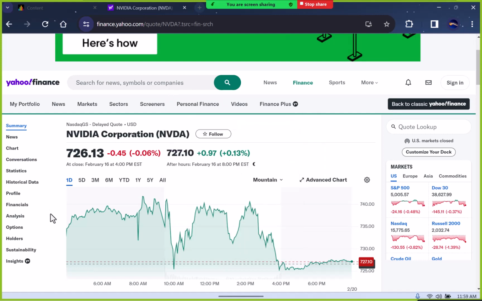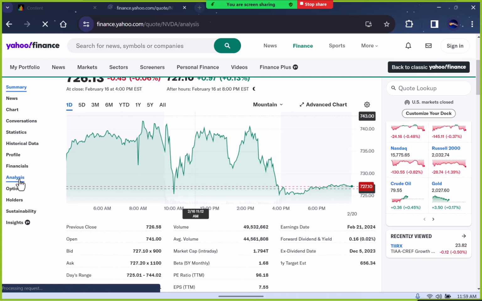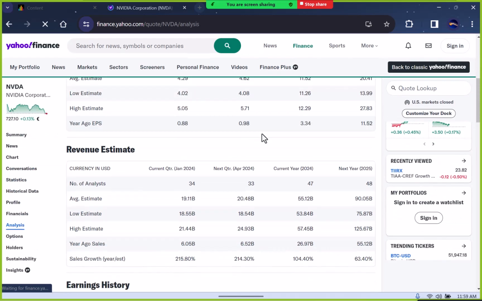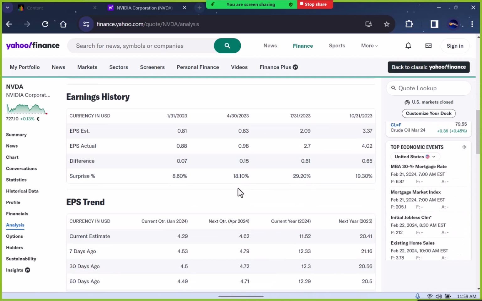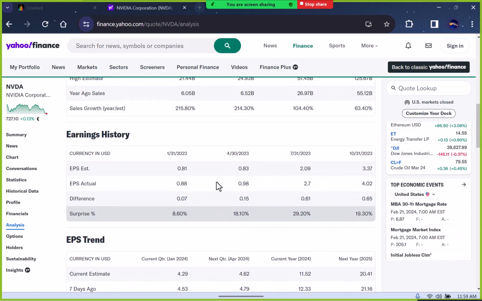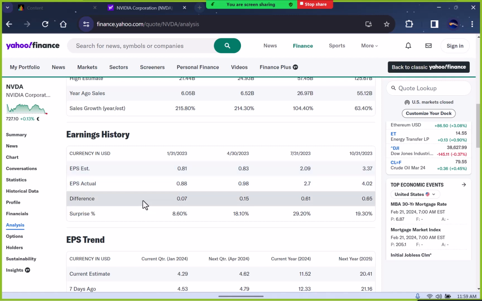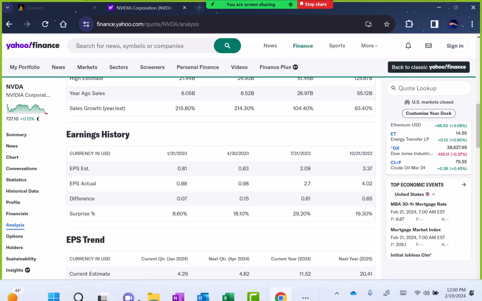All right. The price is 726, and they kind of changed the look a little bit. Now the tabs are here. Let's look at the analysis tab, earnings history. I have the preceding 4 quarters, the actual ones, 0.88 plus 0.98, and so on. So they made $8.58.